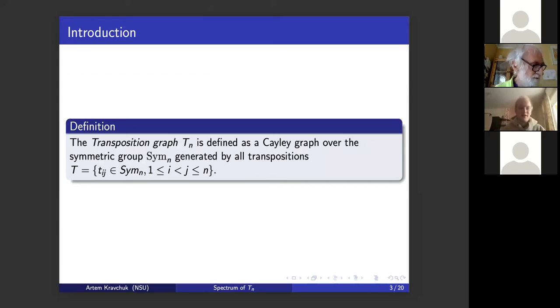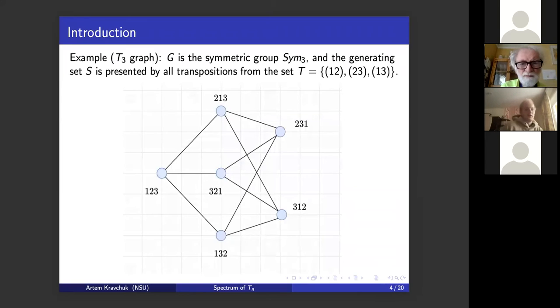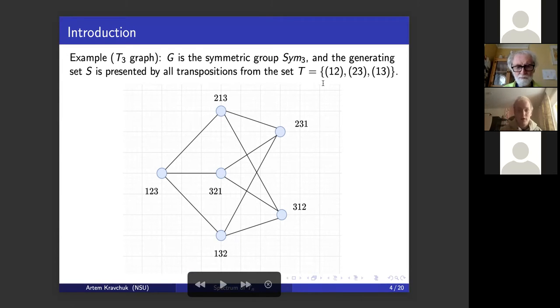Okay, let's start. Definition: the transposition graph Tn is defined as the Cayley graph over the symmetric group Sym_n generated by all transpositions. Here you can see the example. It's the T3 graph, G is the symmetric group Sym_3, and the generating set is presented by all transpositions from the set of (1 2), (2 3) and (1 3). And how do we draw the edges? We take an element of the group, for example (1 2 3), and we multiply (1 2 3) by some element from the generating set, (1 2), and it's equal to (2 3), and we draw this edge. Then we take (1 2 3), multiply by (2 3), and it's equal to (1 3 2), and then we draw this edge, and so on for all edges.